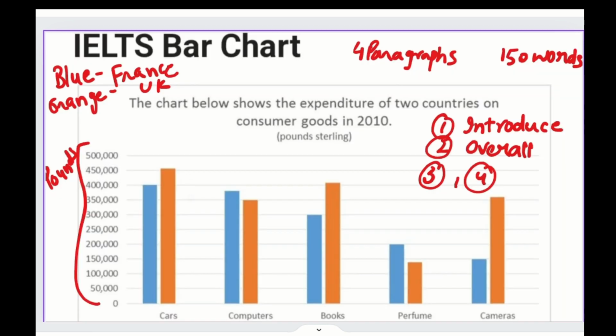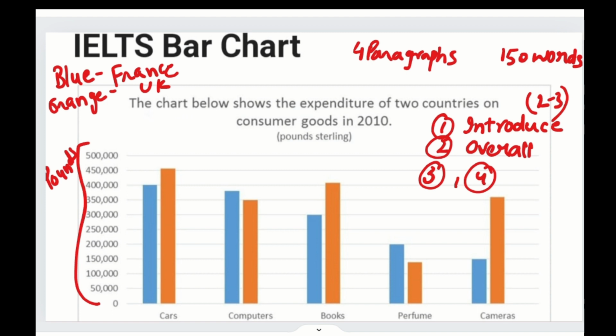So what you have to do in your introduction part, you have to write 2 to 3 lines. You just have to rephrase the statement using synonyms. Instead of the bar graph below shows, you use the word illustrates. Illustrates the expenditure of 2 countries on consumer goods in 2010. You just have to explain the whole consumer goods like cars, computers, books, perfumes and cameras. And you have to mention the currency. Here the currency is pound sterling.